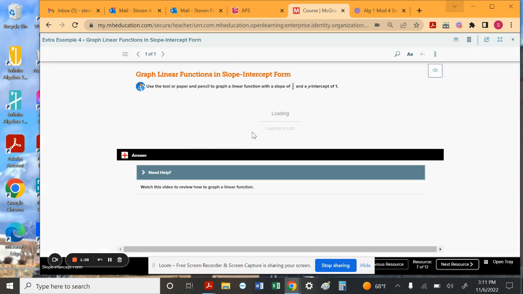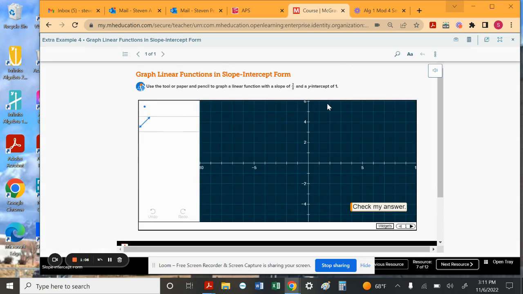So graphing linear functions in slope-intercept form. So notice that we have an equation here. We have a slope of 2/5 and a y-intercept of 1. So we're going to go ahead and put in our y-intercept. So we're going to move our equation up to 1, is what we should have done. Okay, there we go. So our y-intercept is at 1.